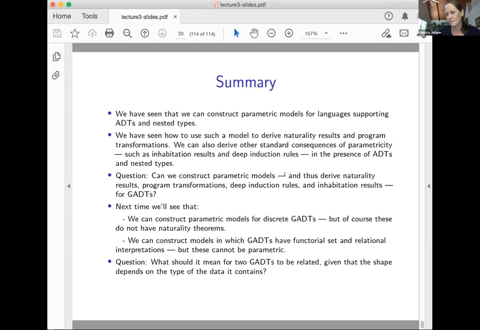Right? Because if I have a GADT and I'm looking at a certain kind of element in that GADT, if I map over it, I might get something that I can't represent in syntax. So what does that mean? That's what we'll talk about next time. Right. So that's what I have for you for today.